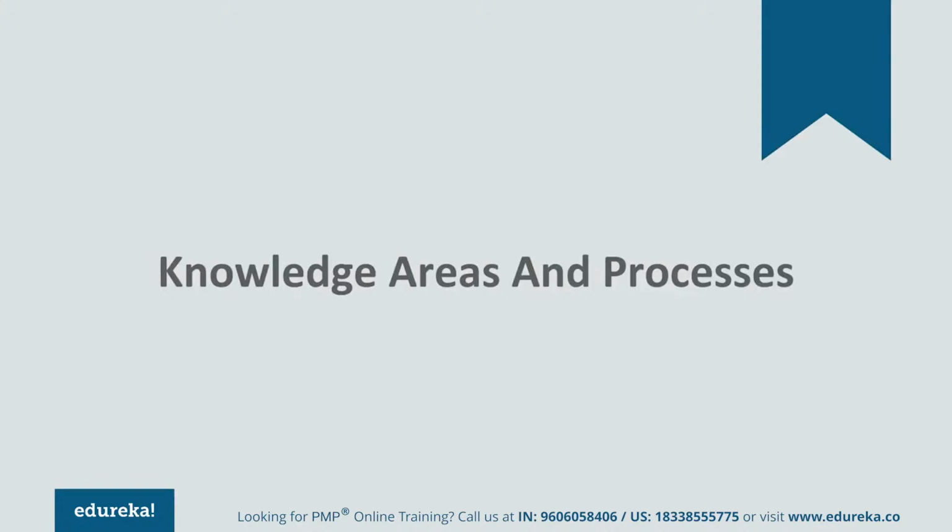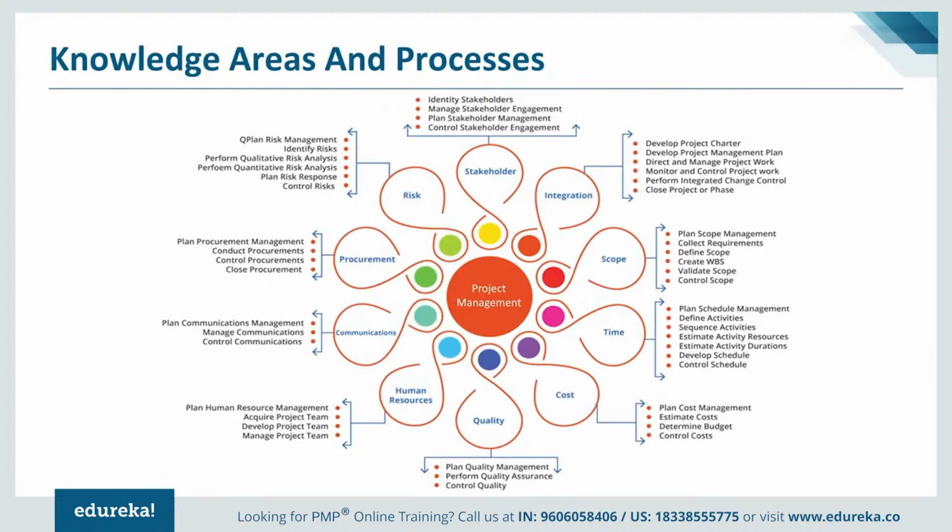Then let's move on to the knowledge areas and processes. Since you all aspire to become certified project managers by completing your PMP certification successfully, it's important to learn about the knowledge areas and the processes published in the PMBOK, which is the official guide by the PMI. In PMBOK, you'll find there are 10 different knowledge areas and 49 different processes.